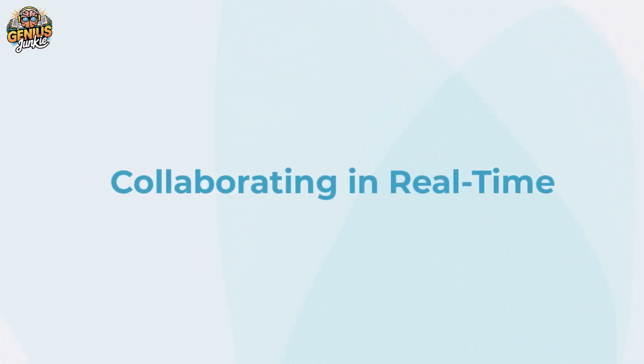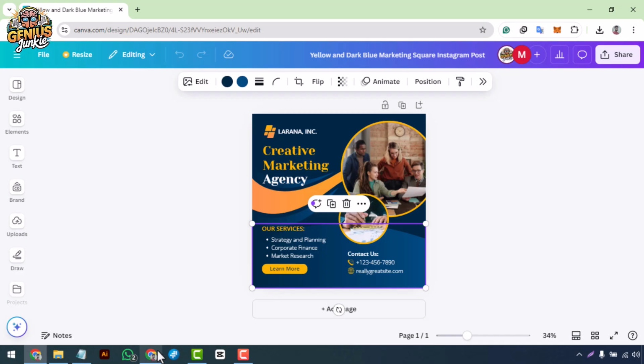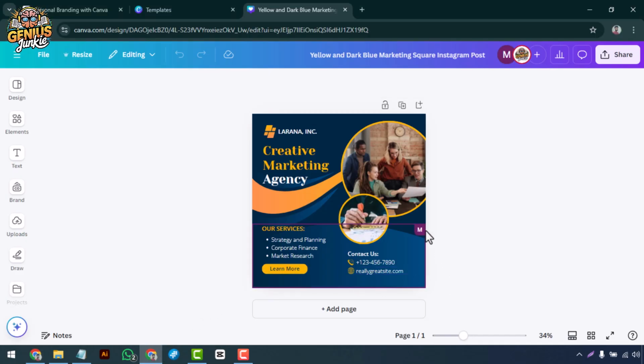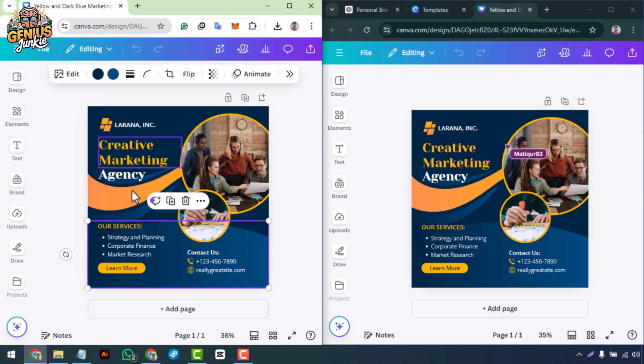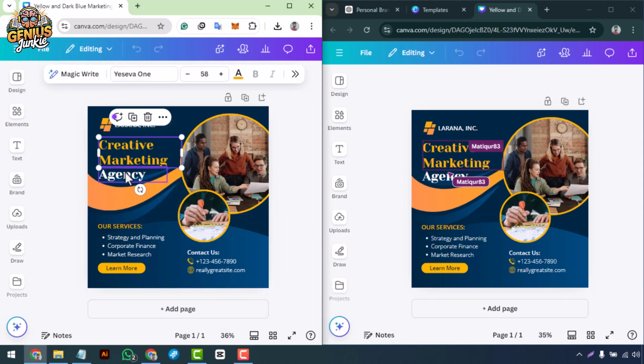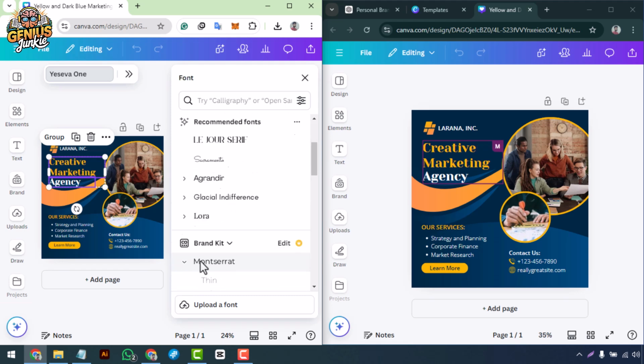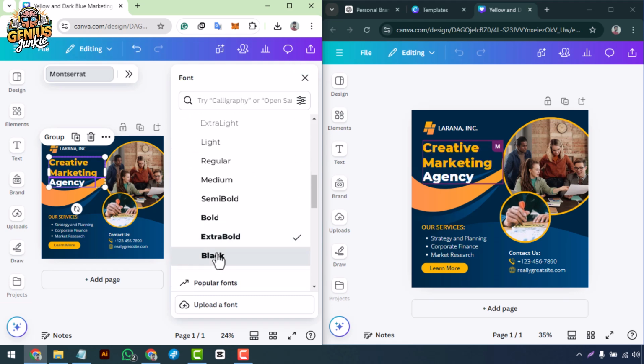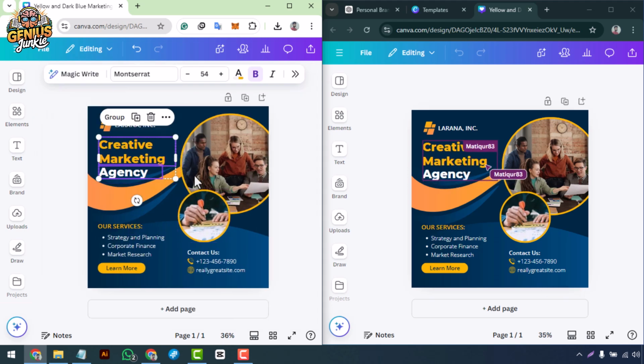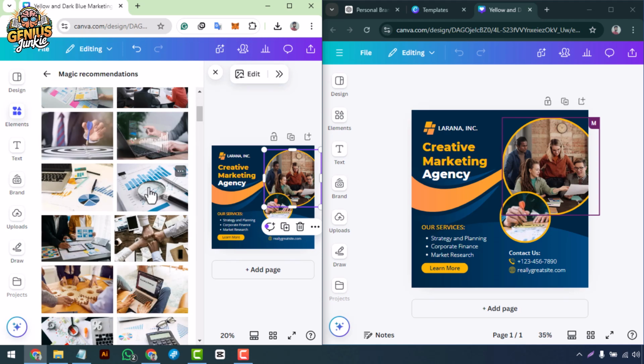Collaborating in real time. Now that your team is invited, the magic begins. As others join the design, you'll see their avatars or initials appear in the top right corner of the screen. Everyone can work on the design simultaneously, adding text, images, or making edits. Canva updates in real time, so you can see everyone's changes as they happen. This feature is perfect for brainstorming sessions or when you need to get quick feedback and make adjustments on the fly.